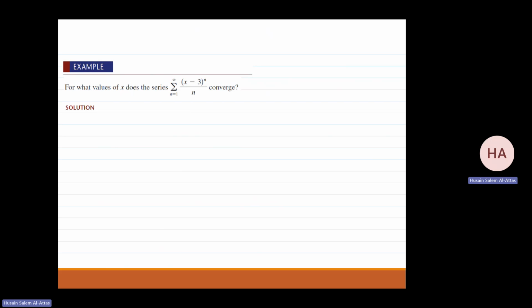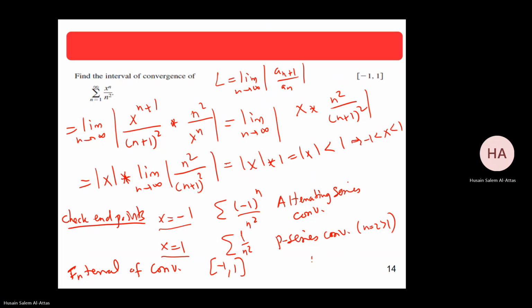Now, I think the idea is very clear about this section. Now we are doing some examples. Okay, does the series converge? Okay, let's do the same. L will be the limit as n goes to infinity of (x minus 3) to the power n plus 1 over n plus 1, times the reciprocal of this. Okay, by the way, here R is 1, which is this one.